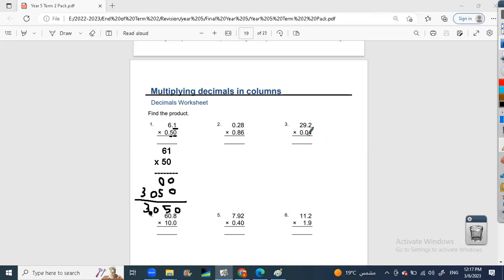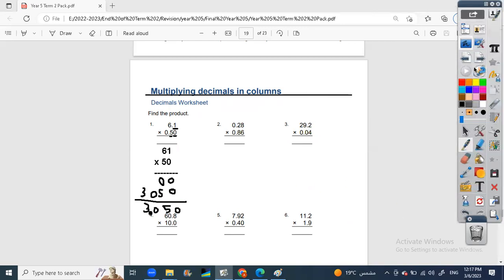Here, 29.2 times 0.04 is the first step. Ignore the decimal points. It is 292 times 4. And at the end, you put 1, 2, 3 digits after the decimal point.